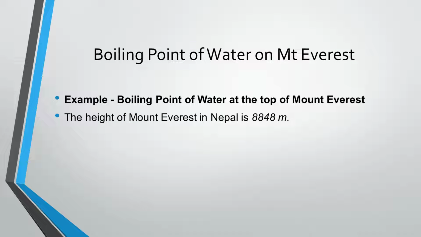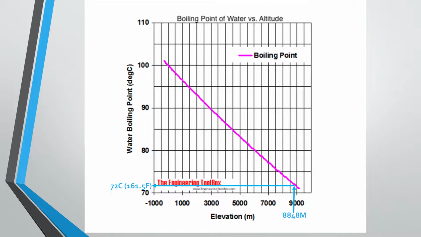The boiling point of water also changes with altitude, due to a reduction in atmospheric pressure as altitude increases. This chart shows a drop in the boiling point of water as altitude increases. Mount Everest, at 8,848 meters, or 29,000 feet, has a boiling temperature of 72 degrees Celsius at the top, not 100 degrees Celsius as we would have at standard atmospheric pressure.